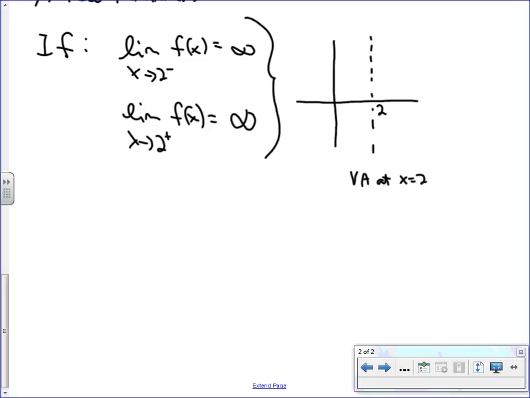And we also know that as it approaches that asymptote from both sides, we don't know anything else, but we know that right here it's going up, and right here it's coming from up. And we don't know what else is happening. So that's all it's telling us, is what's happening. Okay?